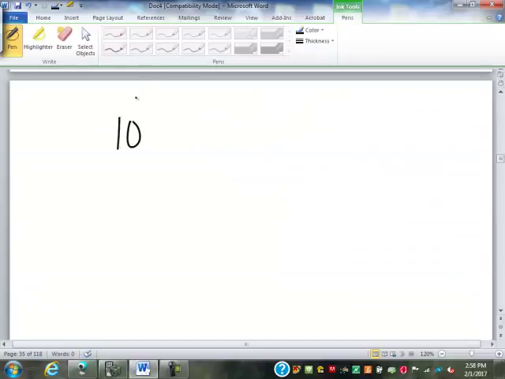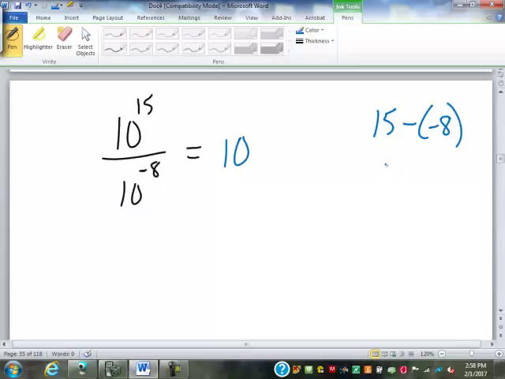10 to the 15th divided by 10 to the negative 8th. What do you come up with? 10 to the 7. Careful. 15 minus negative 8? 15 minus a negative 8 becomes 15 plus a positive 8, which is 23. 10 to the 23rd.